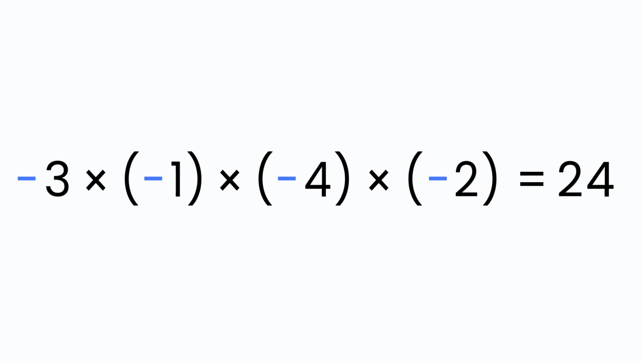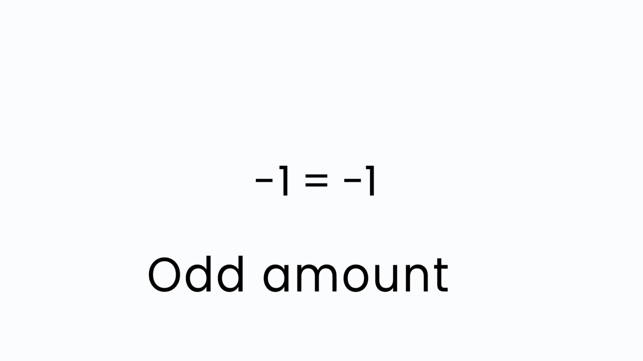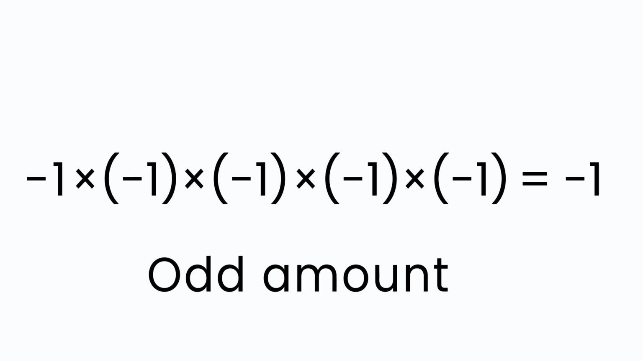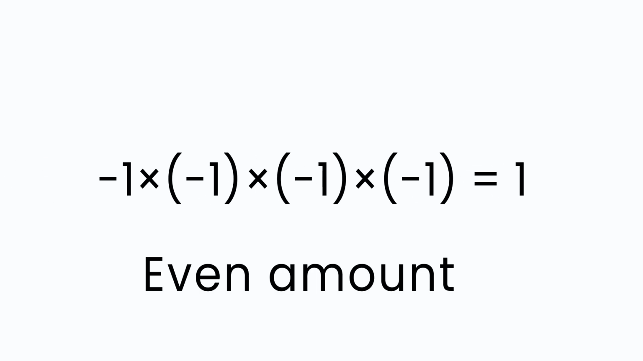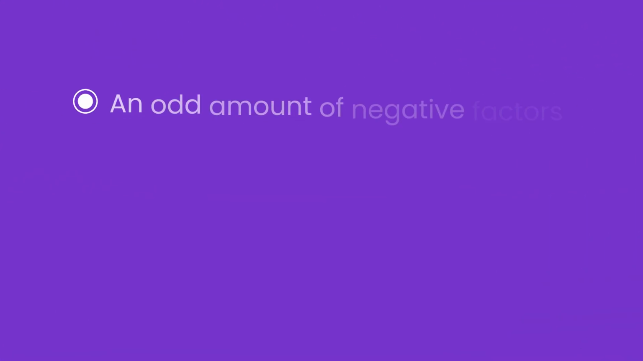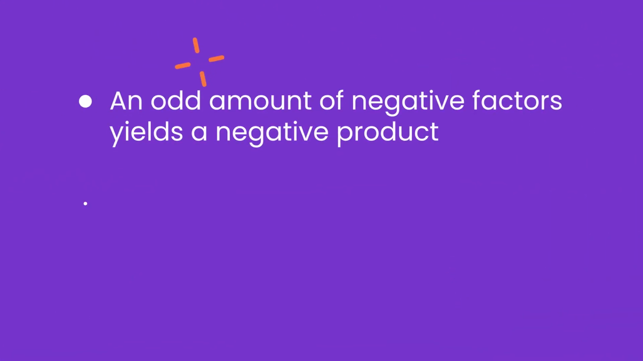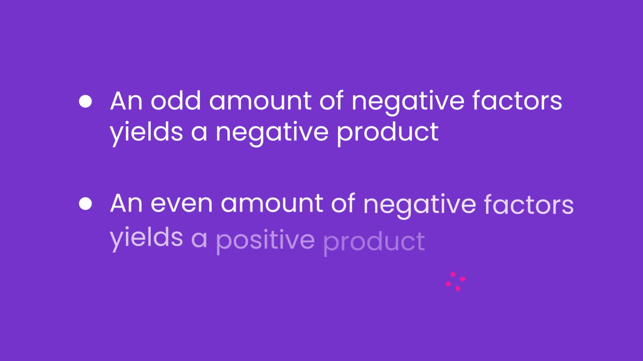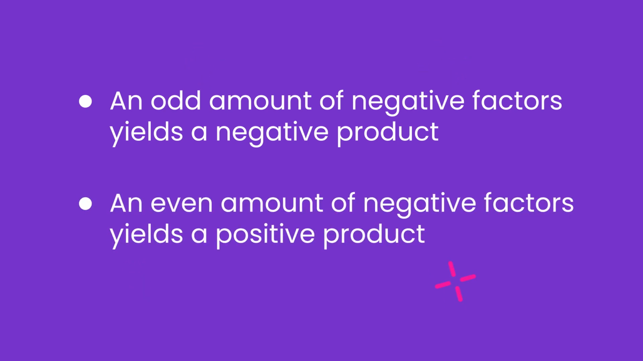There seems to be a pattern here, based on whether the amount of minuses is odd or even. If there was an odd amount, 1, 3, 5, 7, and so on, of minuses, the product will always be negative. If there's an even amount, 2, 4, 6, 8, etc., of minuses, the product is always positive. An odd amount of negative factors yields a negative product. An even amount of negative factors yields a positive product.